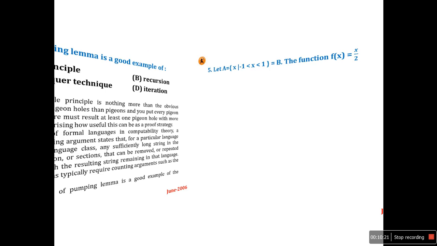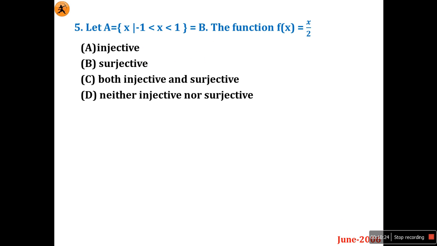Next question is, let A be the set of x where x takes values from -1 to +1, equal to B. The function is f of x equals x by 2. Is this function injective, meaning one-to-one, surjective, meaning onto, or both one-to-one and onto, meaning bijective, or neither?